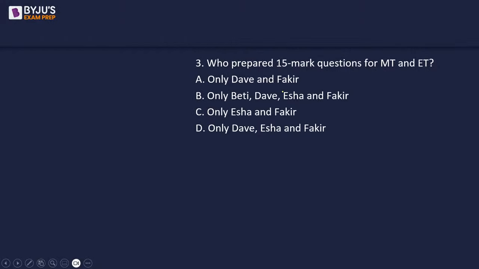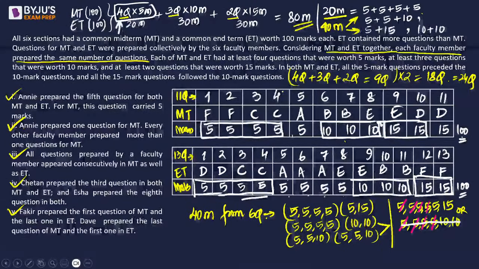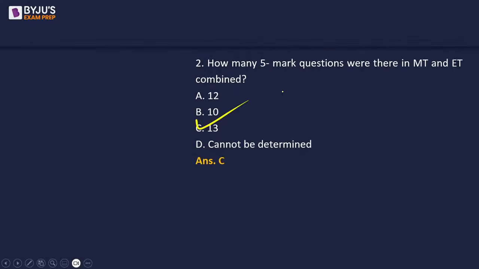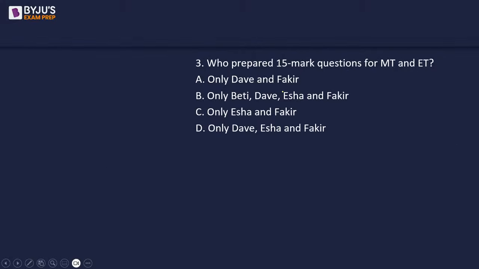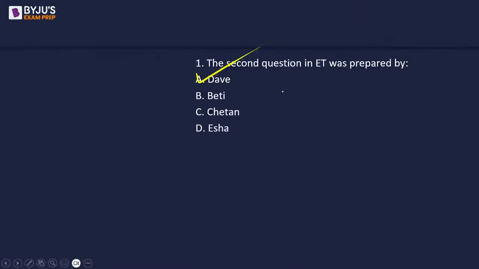Who prepared 15-mark questions for MT and ET? So if you look at MT and ET, both, can we say nobody did? See, if D does it in MT then he doesn't do it in ET, and if F does it in ET then he doesn't do it in MT. So can we say, acha, it doesn't say both, it simply says MT and ET. The word both is not there. So we have F, E and D.